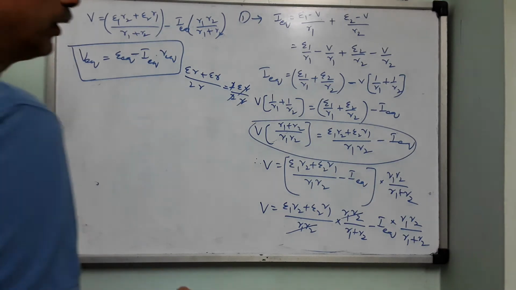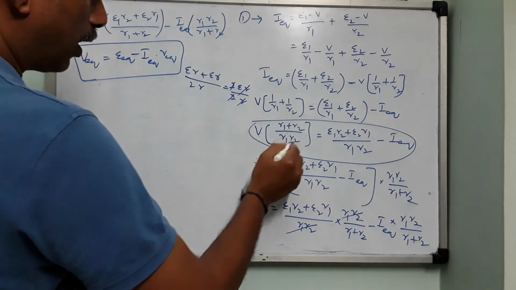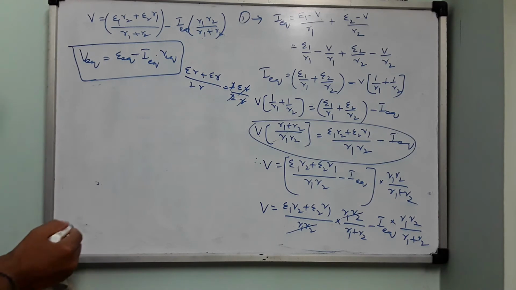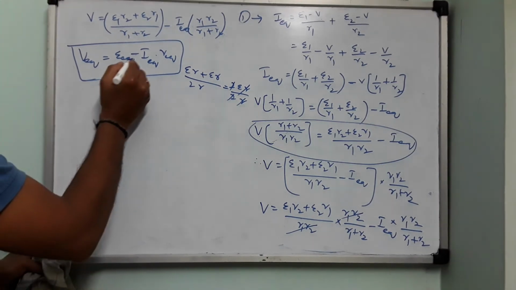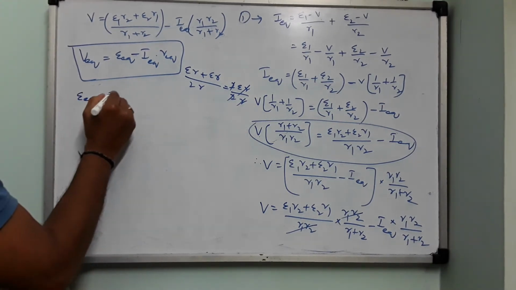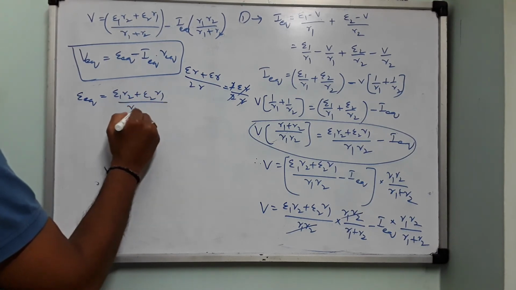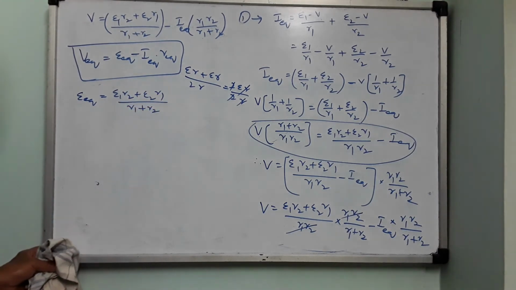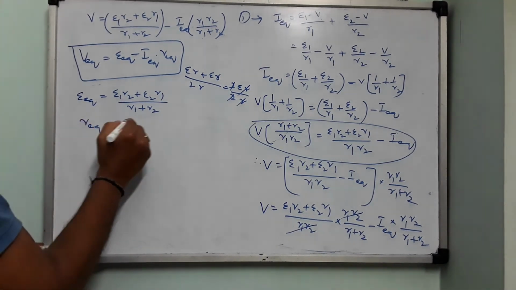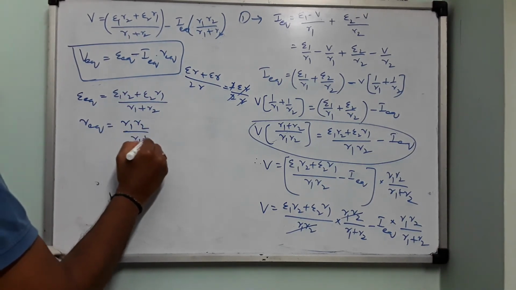No, this is not the final derivation, because on the left hand side it should be only V. So this term of R should be taken to the right hand side and it should be simplified into this final expression V equals E minus I into R. So where E equivalent equals E1 R2 plus E2 R1 by R1 plus R2. Okay, and R equivalent equals R1 R2 by R1 plus R2.